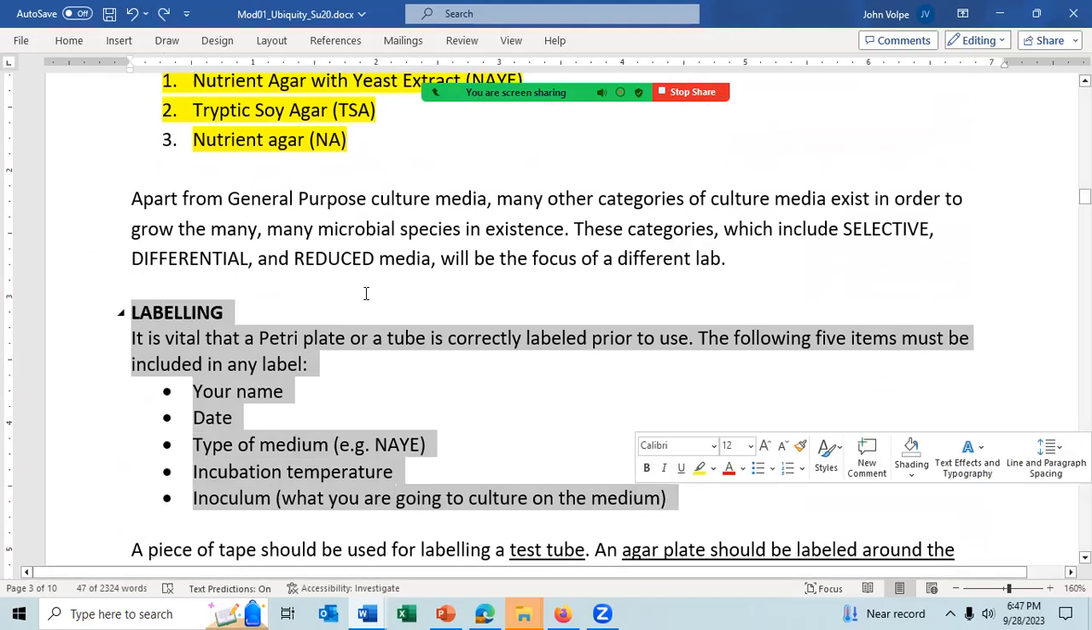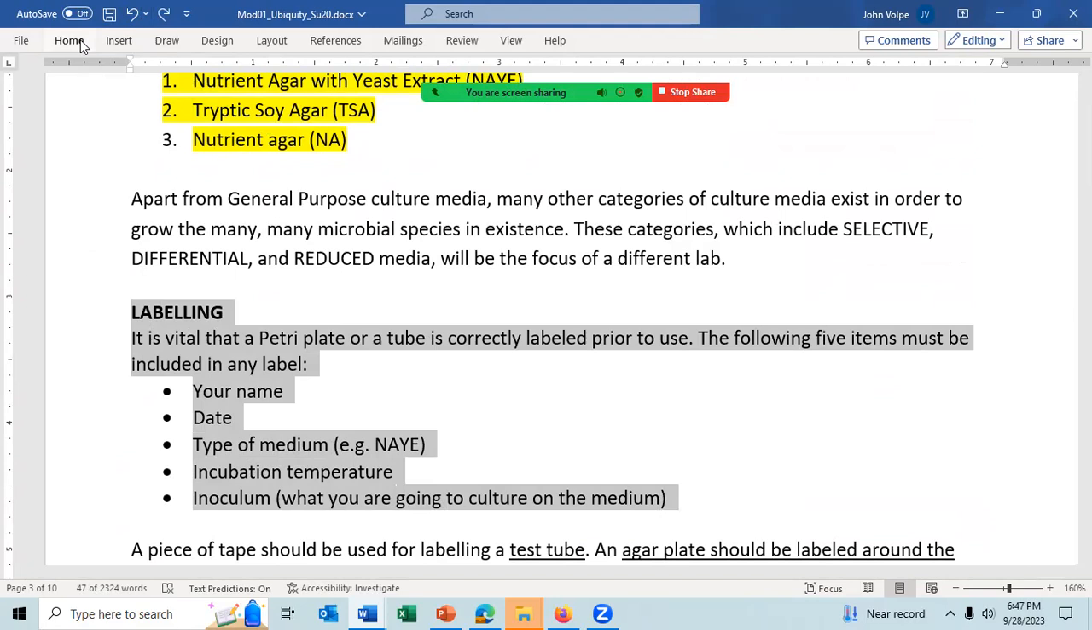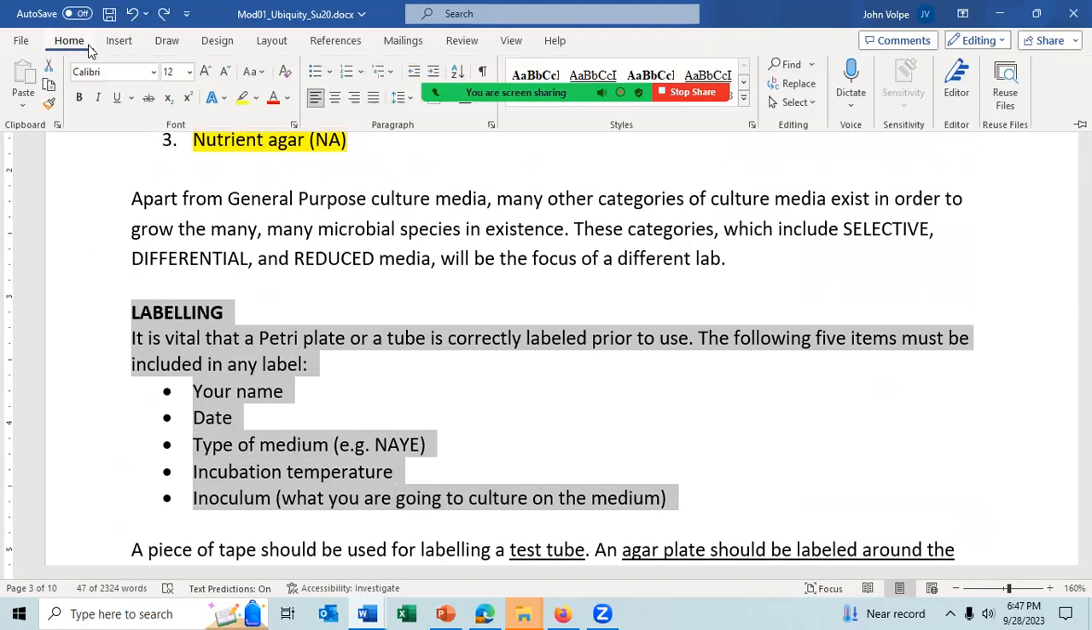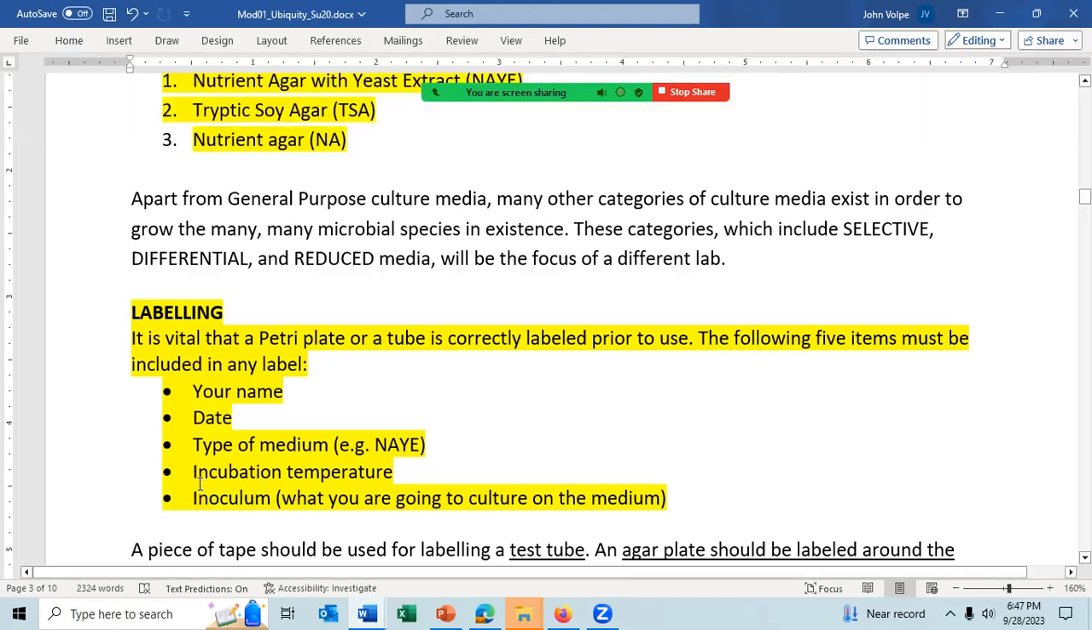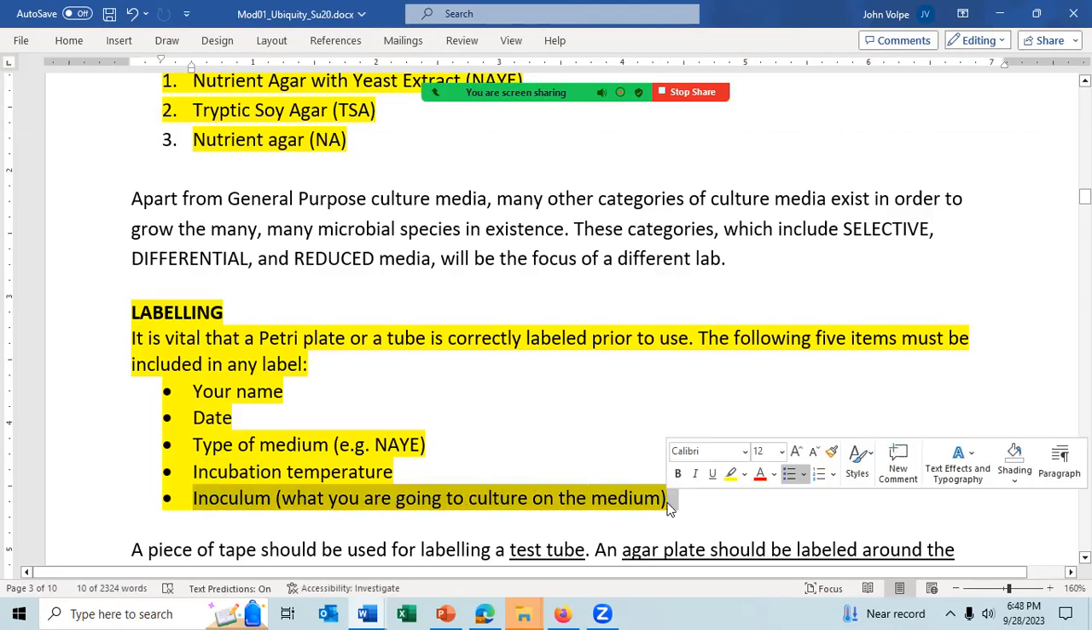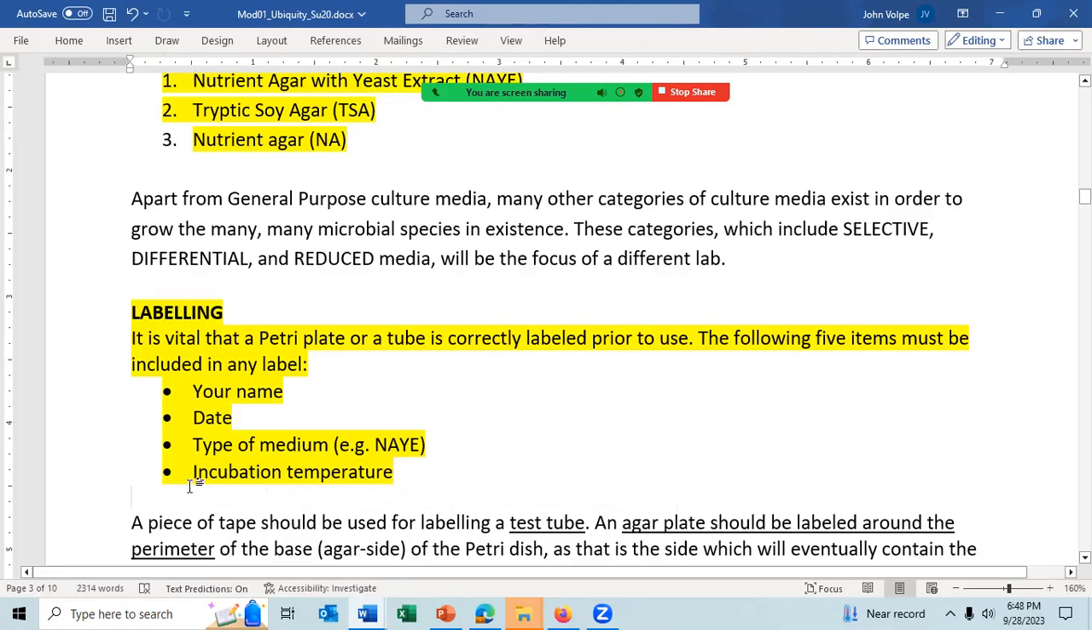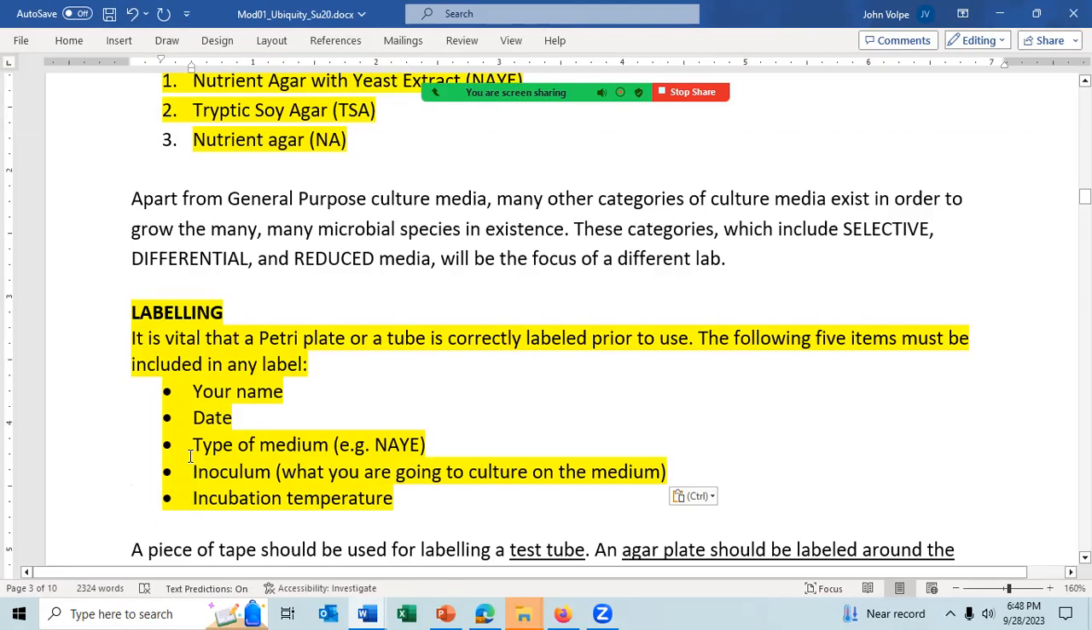Everything should be labeled with your name, the date, and the type of medium it is, like you can put NA for nutrient agar with yeast extract. You should have the inoculum. That's what you're growing. The incubation temperature that you're growing the organism at is optional. You may put that on the plate. It's not required, but it frequently is included. Any question about any of that?